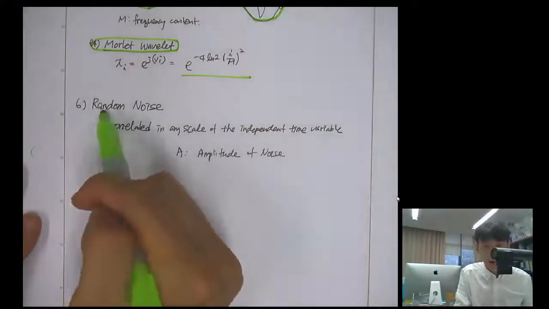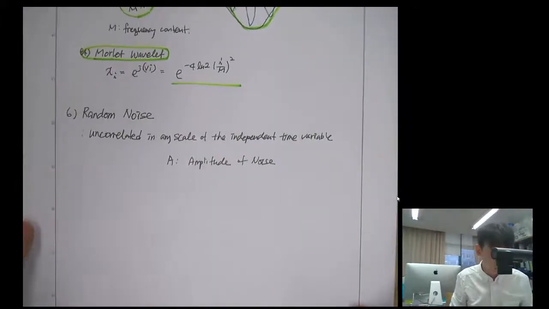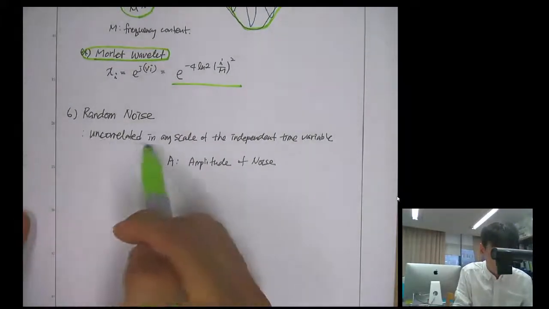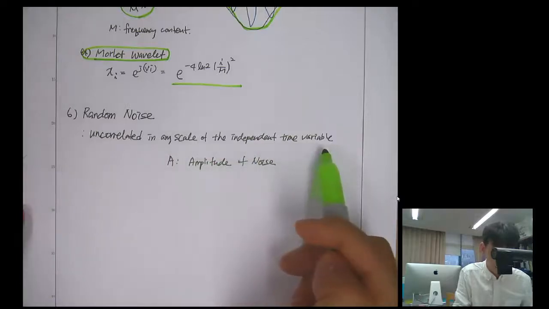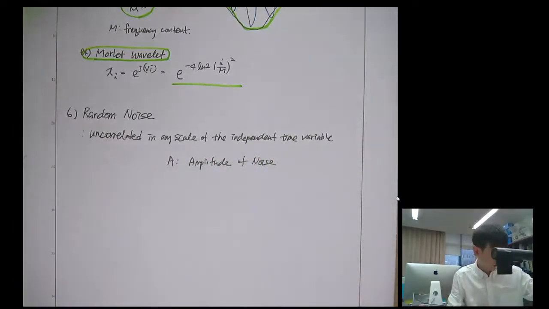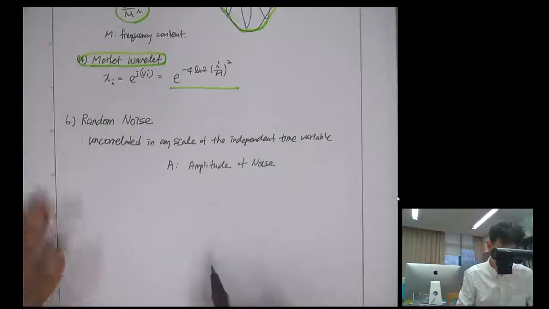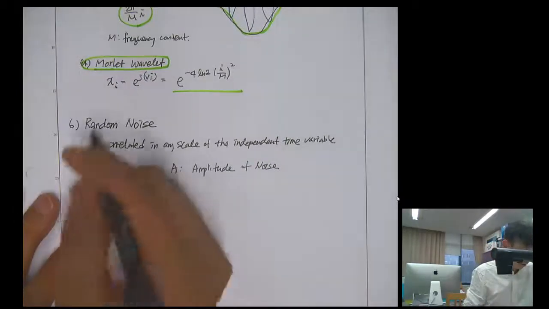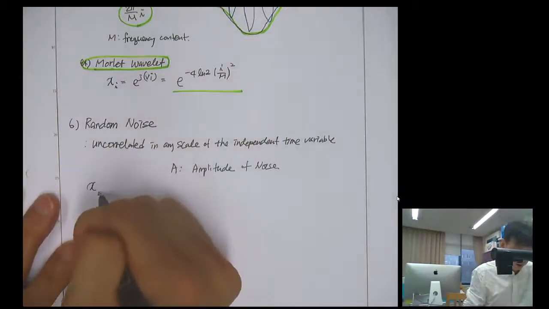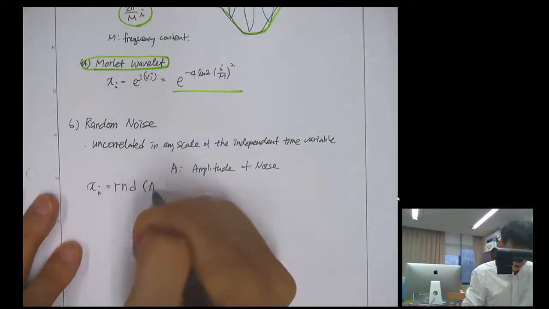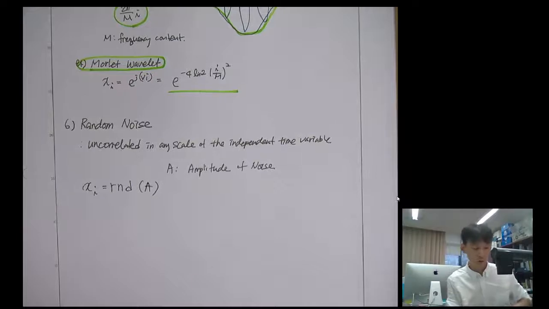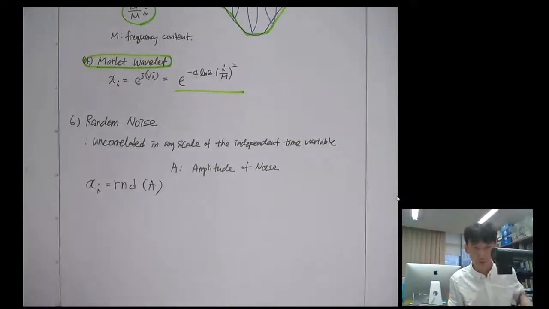The last one is the random signal, random noise. It's uncorrelated in any scale of the independent time variable, so you cannot predict what the value will be for the next one. And it's called xi equals rand, and A is the amplitude of the noise.